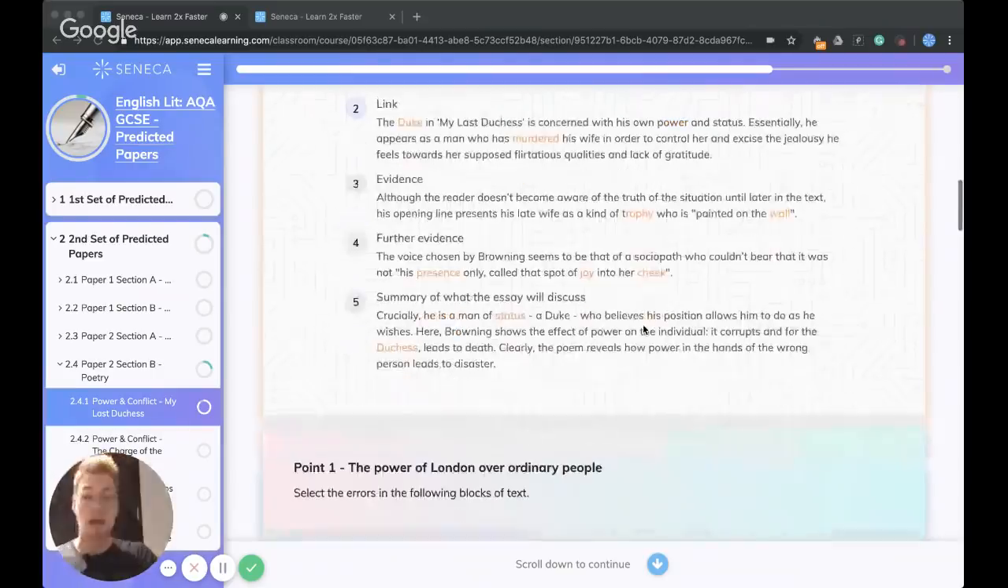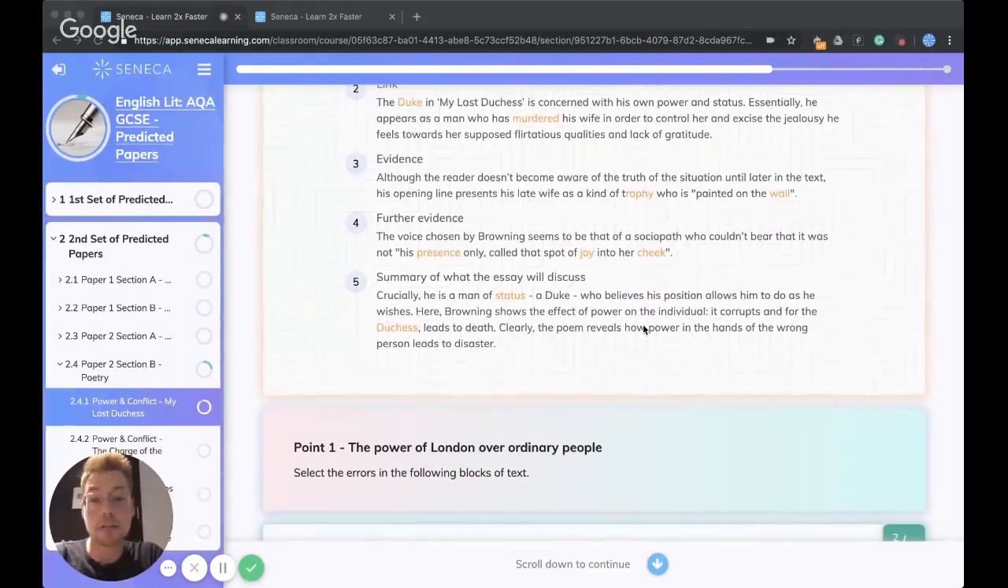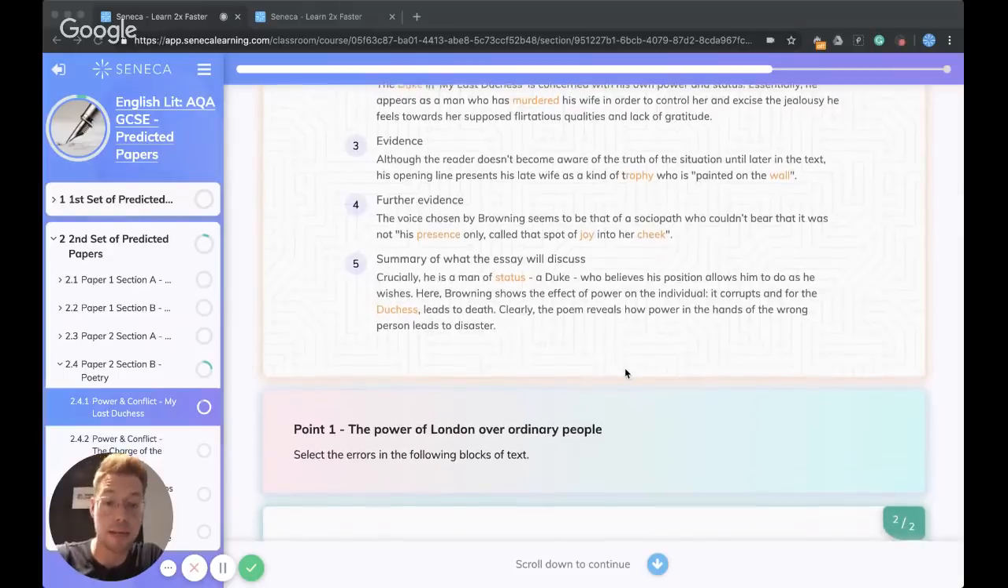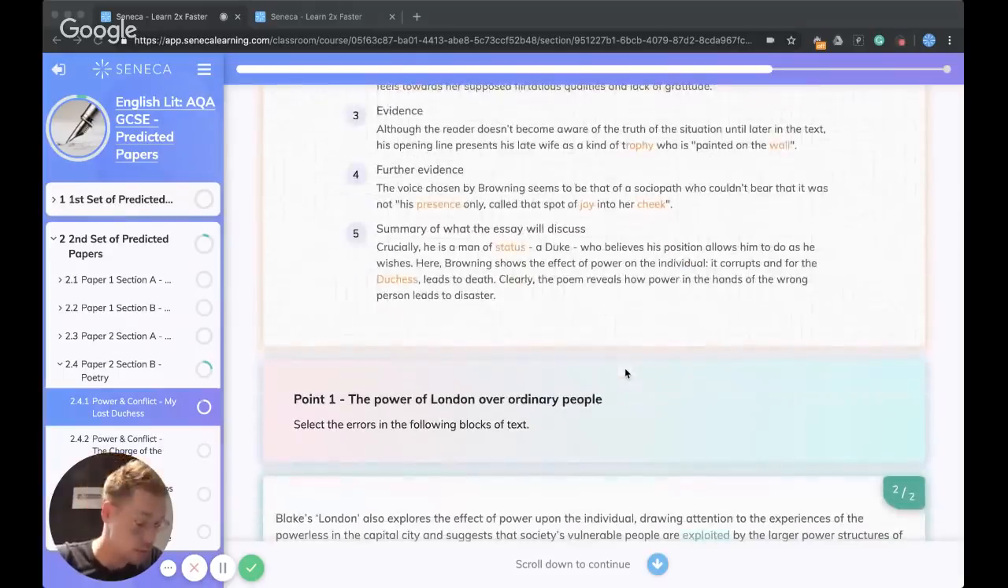Okay, and then you want to end your introduction. You want to summarize what your essay is going to discuss. So he is a man of status, a duke who believes his position will allow him to do as he wishes. Here, Browning shows the effect of power on the individual. It corrupts, and for the Duchess, leads to her death. Clearly, the poem reveals how power in the hands of the wrong person can lead to disaster.